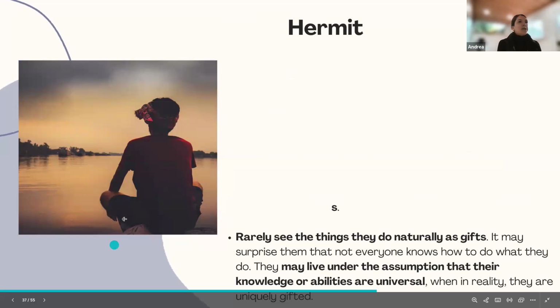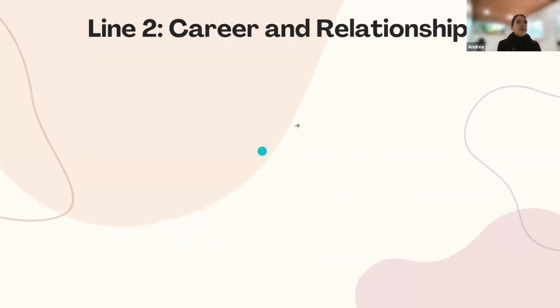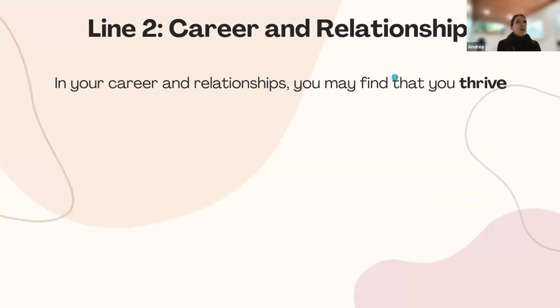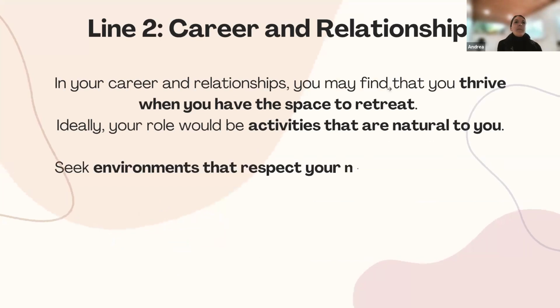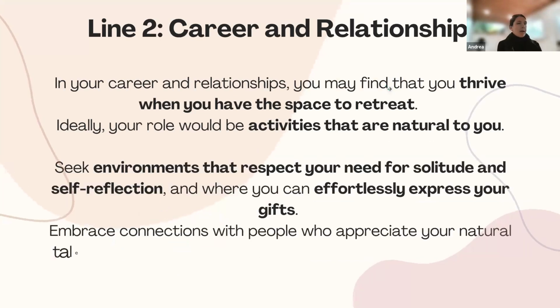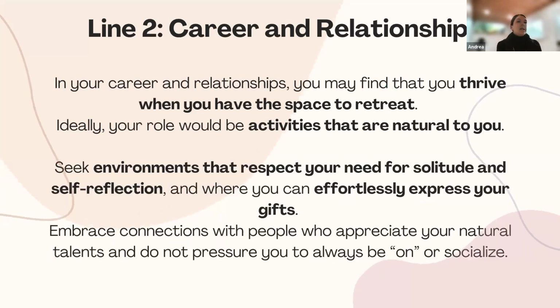And line 2s, people with line 2, for career and relationship, often thrive when they have space to retreat. So ideally they seek roles where the activities come naturally to them, and environments that respect their need for solitude and self-reflection, where they can effortlessly express their gifts.